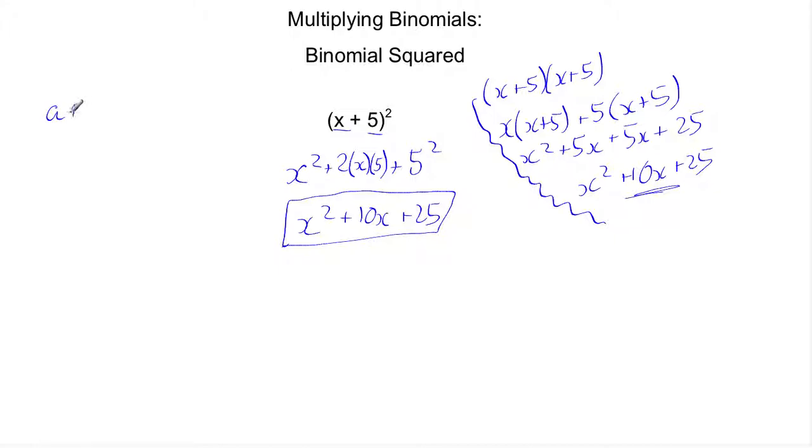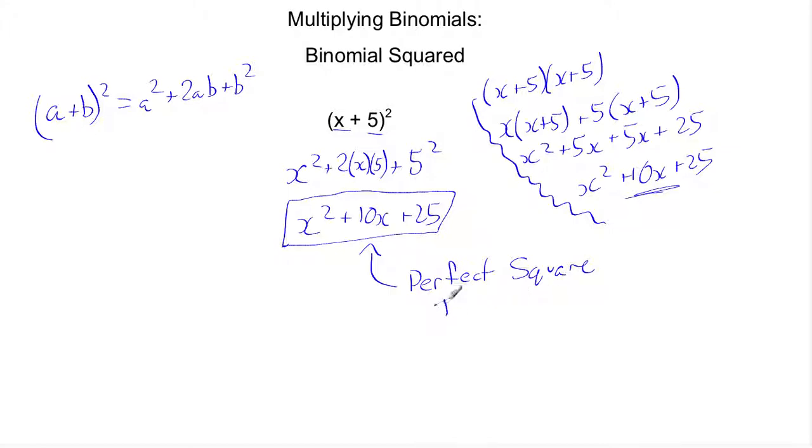The general form looks like this. If I have a plus b squared, that's going to equal a squared plus 2 times a times b plus b squared. And that actually gives us a perfect square trinomial, because this has 3 terms, whereas we started off with a binomial squared. This has 3 terms, so it's a perfect square trinomial.